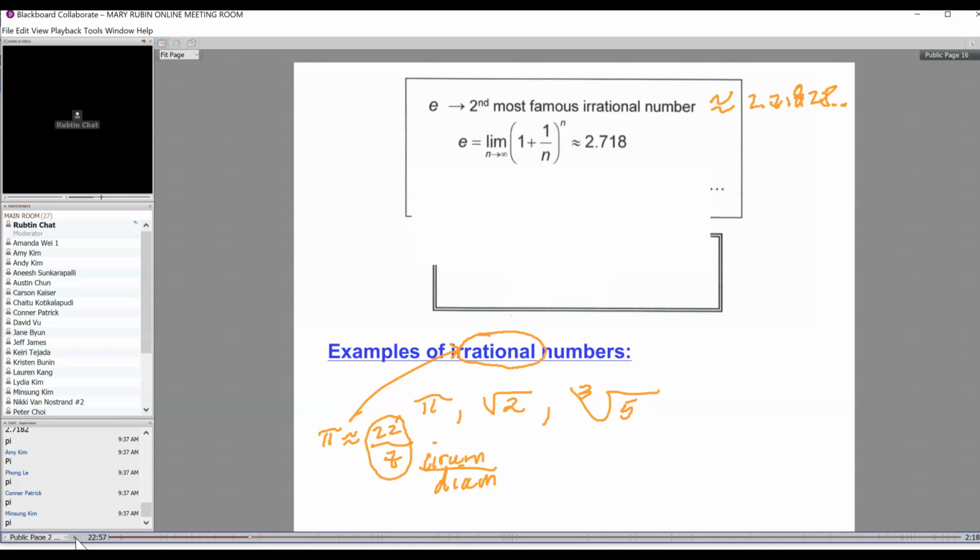So if you were to put this into your calculator, y equals 1 plus 1 over x to the x, and then you go to your table, or you let it pop out values forever and ever, this will be as close as you want to 2.71828. I don't know what the rest of it is. That's about the most I know.